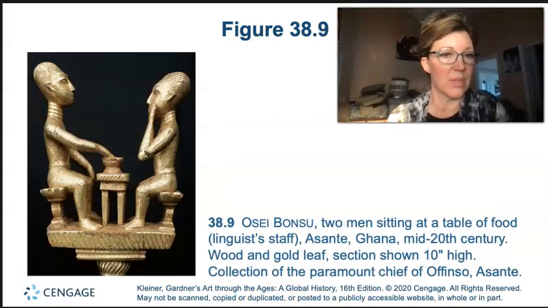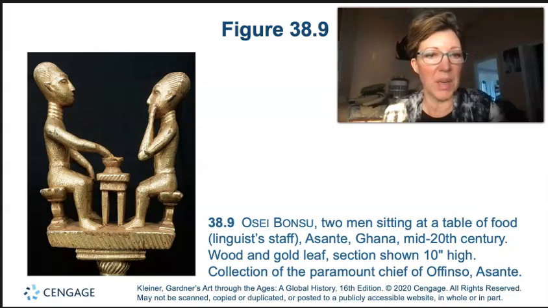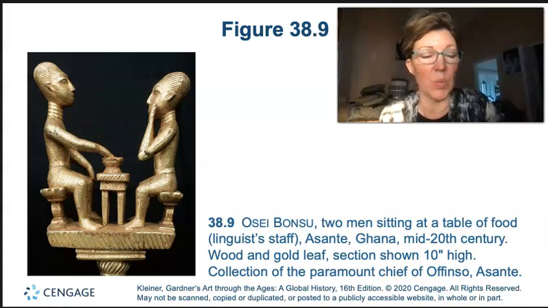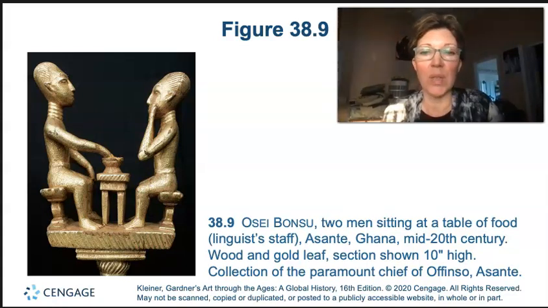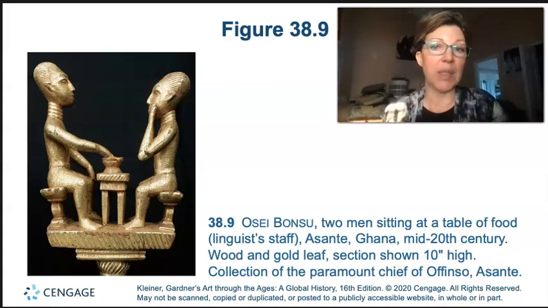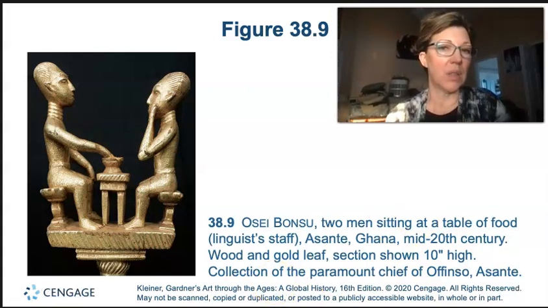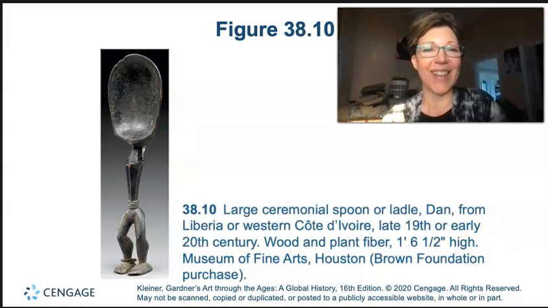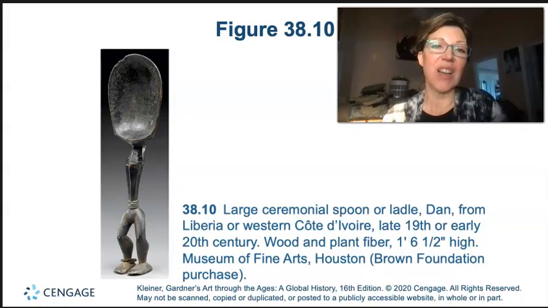That's awesome. Okay, this is actually the top of a staff, the linguist staff. So Osei Bonsu, this is two men sitting at a table of food from the Asante peoples in Ghana. Wood and gold leaf. This gold-covered wooden staff was an emblem of the office of king. The king's important advisor would carry the Akan linguist staff into a meeting where an individual would be contesting the king's right to rule. So very specific use. I think this is so funny. I shouldn't say it's funny.